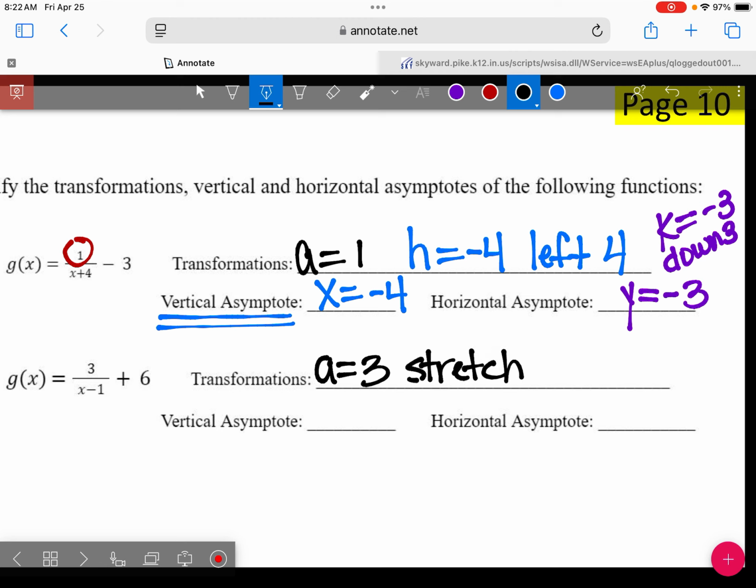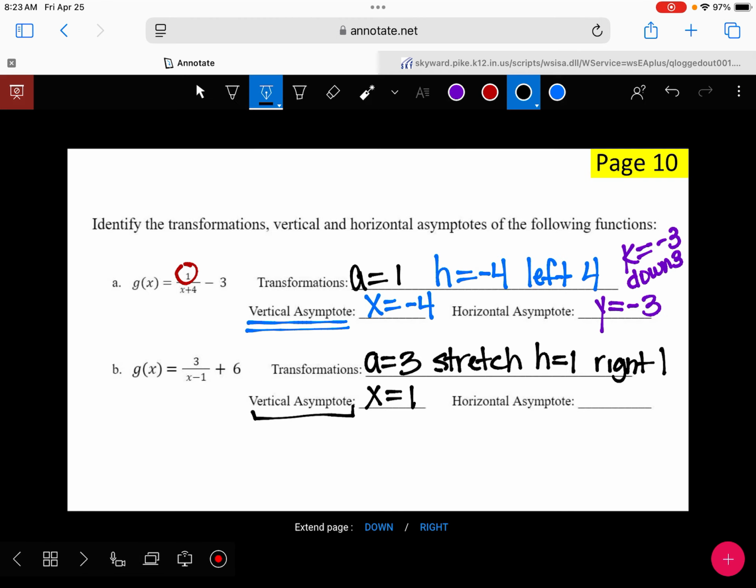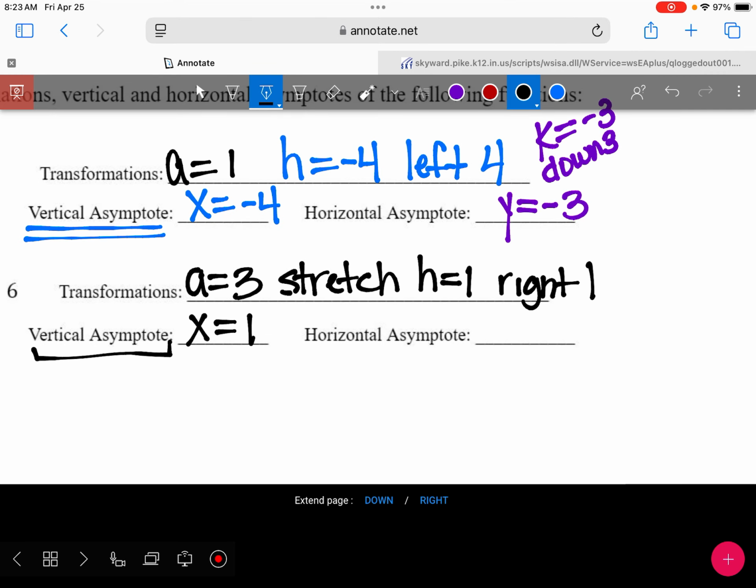All right, H. Jaden, what did you put for H? Did you put +1 or -1? +1, because we have to flip the sign, and that makes it go to the right 1. I did not mean to put X equals 1. I'm sorry, y'all. H equals 1. And that's going to move it right 1. Now, that does control your vertical asymptote, so I'm going to put X equals 1 here, because that's the equation for my asymptote. And I don't know if I'm writing big, but I do not have enough space.